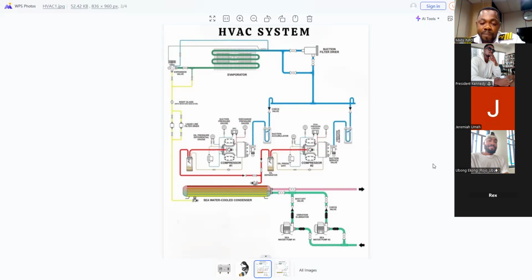Can you hear me? Yes, I'm hearing you now. I say it can also cause poor cooling performance because it is the one responsible for helping the expansion valve regulate the liquid refrigerant that goes into your evaporator.